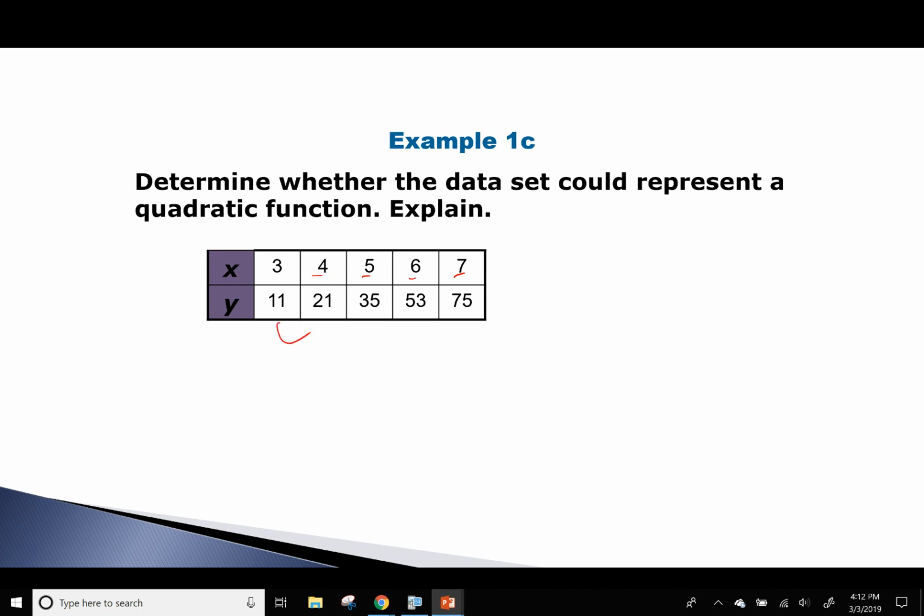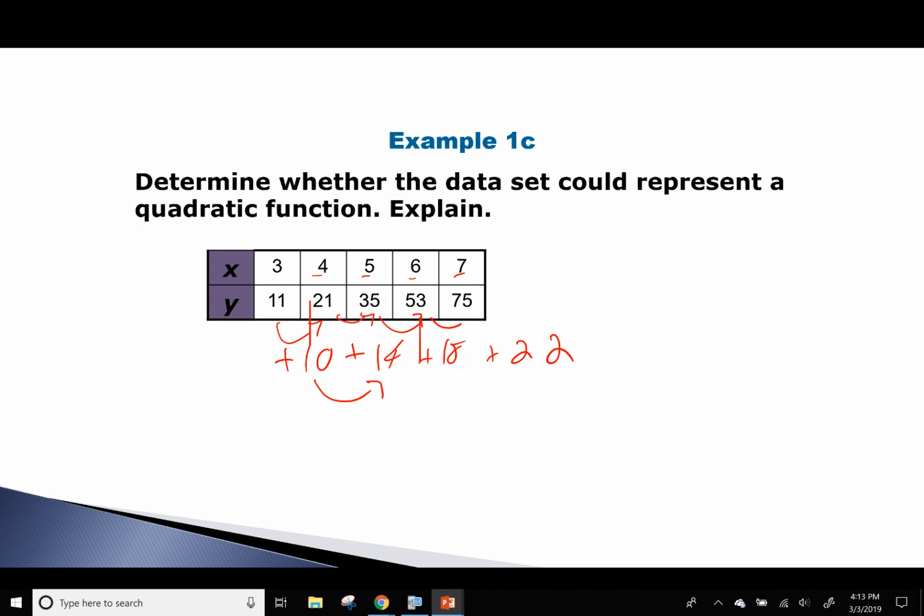Now let's check the y values. That's going to be plus 10. This is going to be plus 14. 35 to 53 is plus 18. And then 53 to 75 is plus 22. Okay, so those are the first differences.